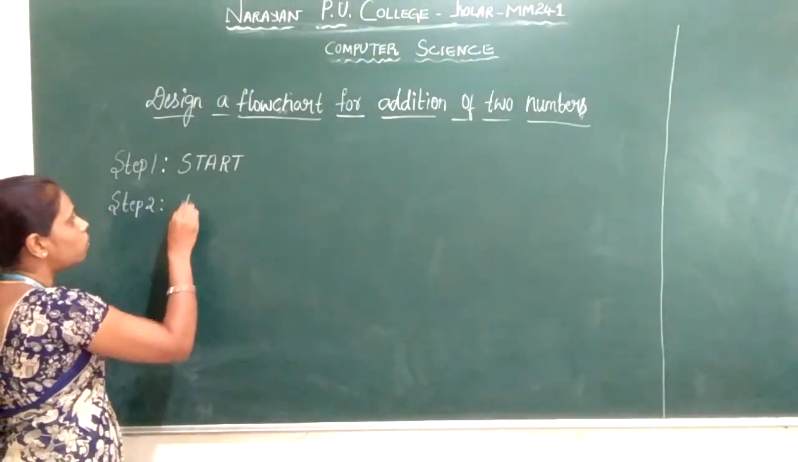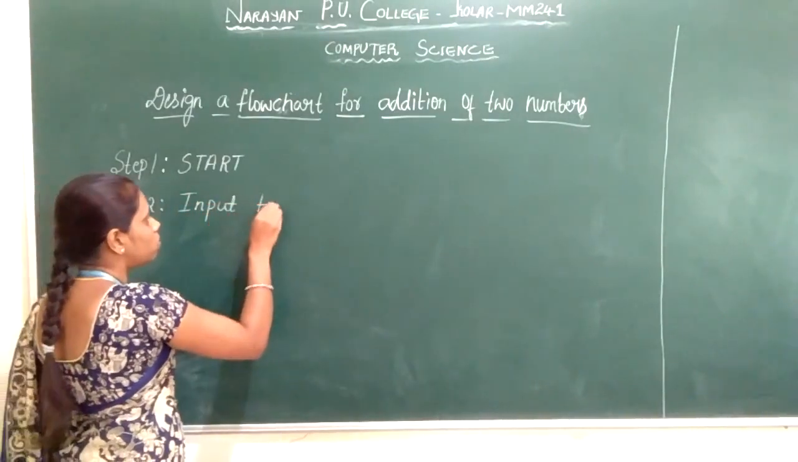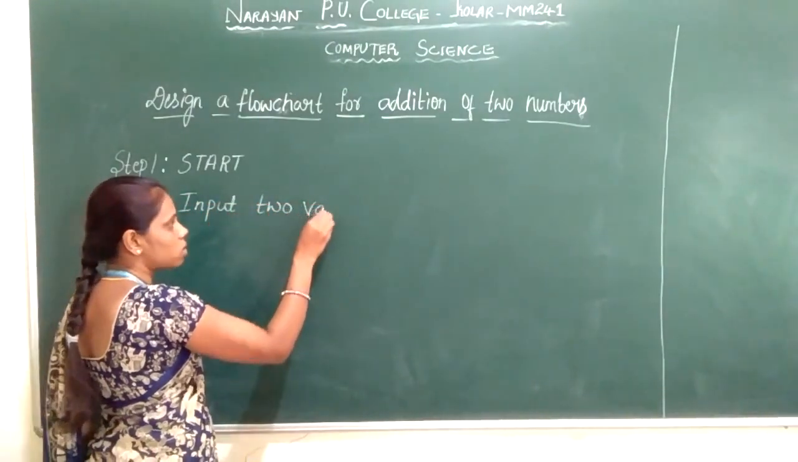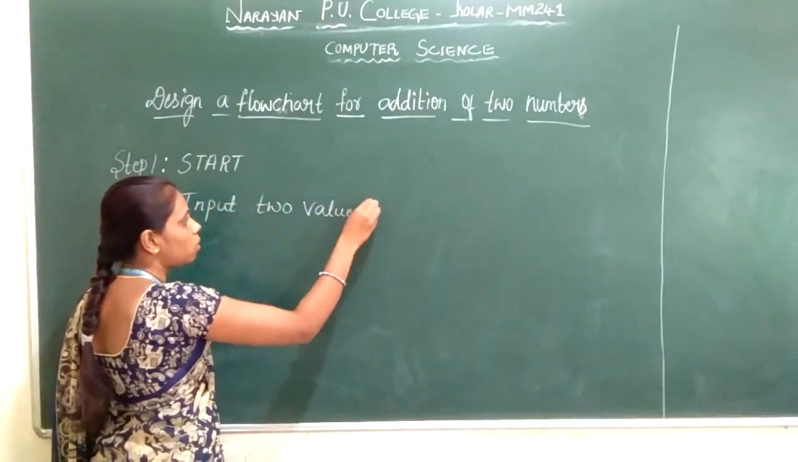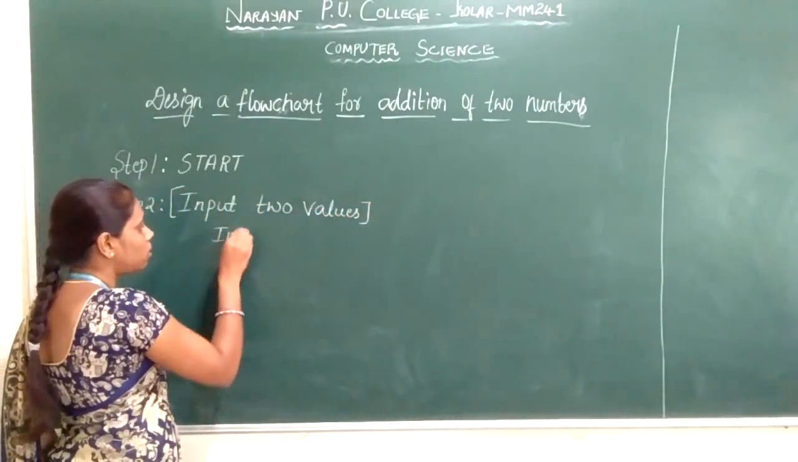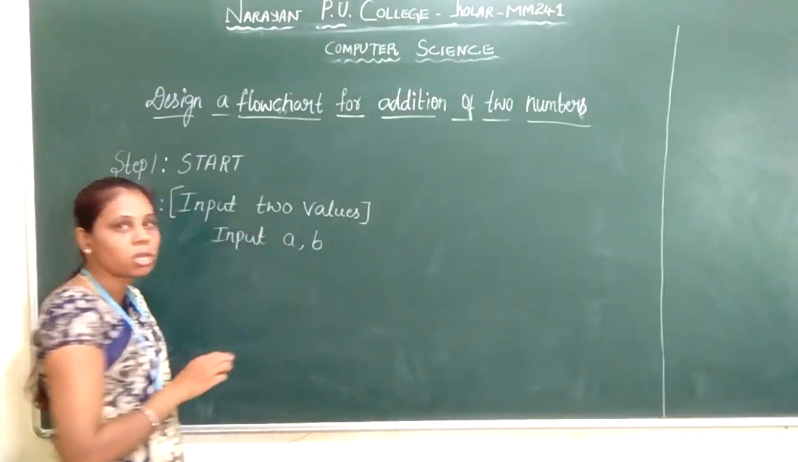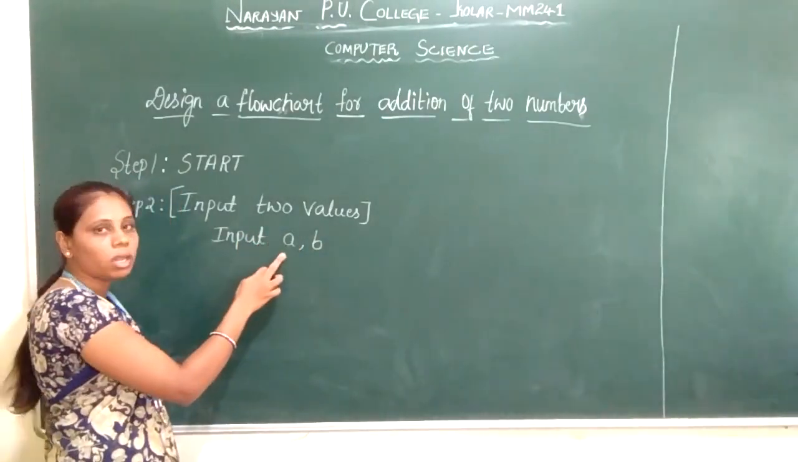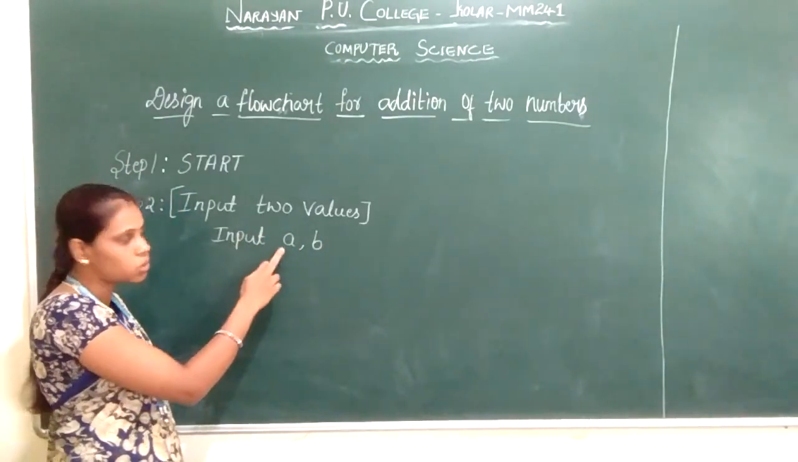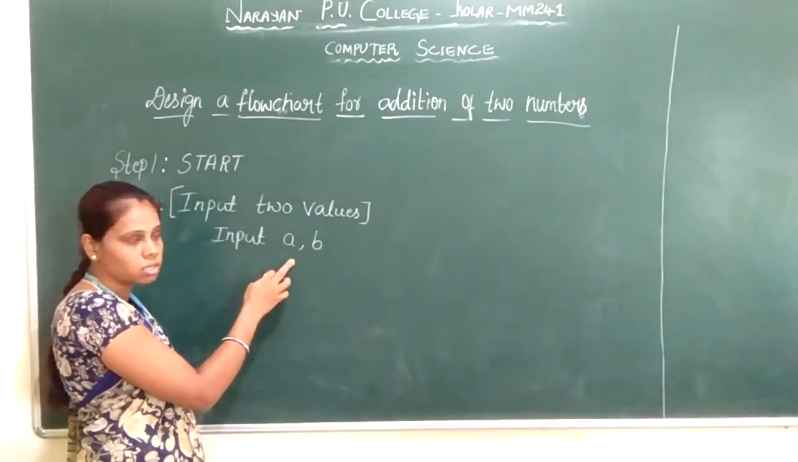See now, what is the input? So we are going to input two numbers or two values. We can give input two numbers, that is input A and B. See, we can give A and B as two values so that we can compute, or we can add these two values to get the output. Addition of these two will be the result.